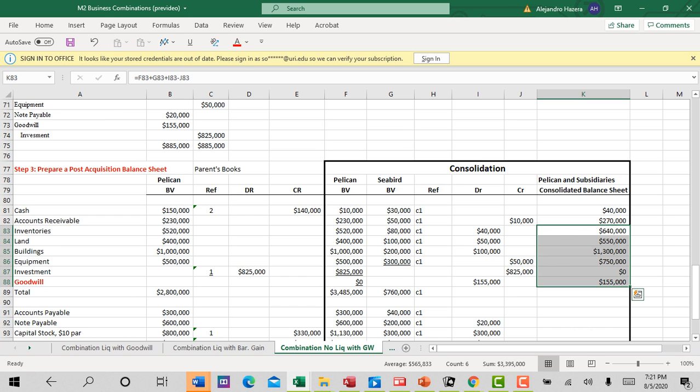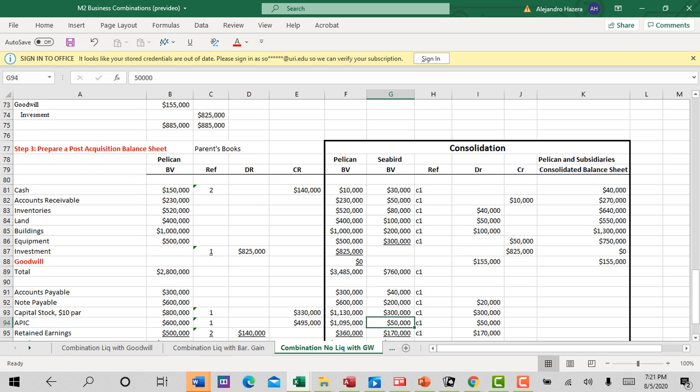I'm going to go ahead and sum these up and see what I get, because I'm just taking 2 balances plus debits and credits for assets, plus debits minus credits. So 4270, 640, 550, 1300, 750. The investment account should always be zero because you'd be double counting if you didn't. You're replacing this investment account with the actual assets and liabilities is what you're doing here. Okay, and so we've got 155 of goodwill.